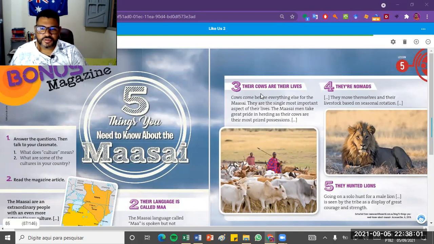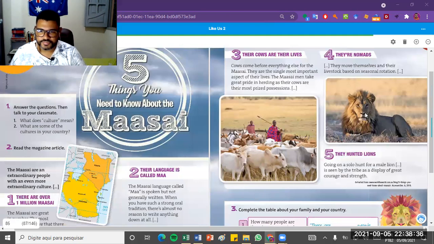3, their cows are their lives. Cows come before everything else for the Maasai. They are the single most important aspects of their lives. The Maasai men take great pride of their herding, and as their cows are the most prized possessions. They're nomads. They move themselves and their livestock based on seasonal rotations.